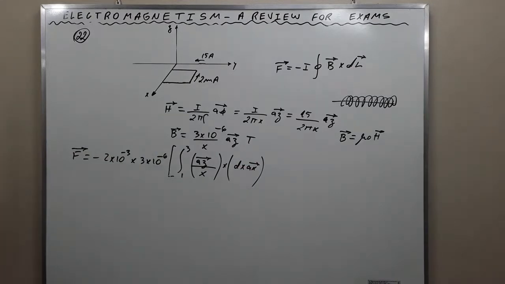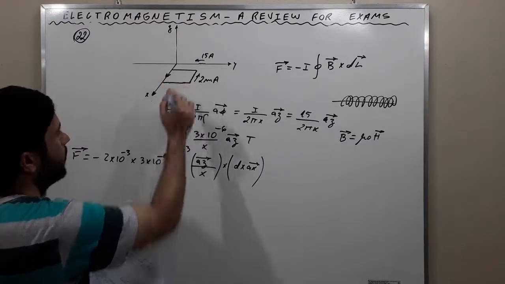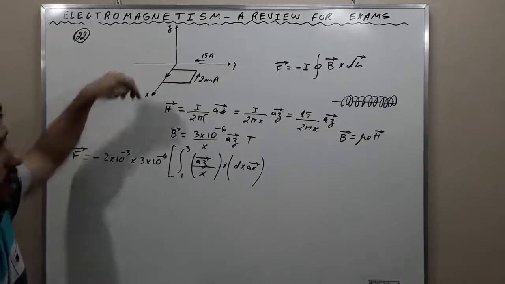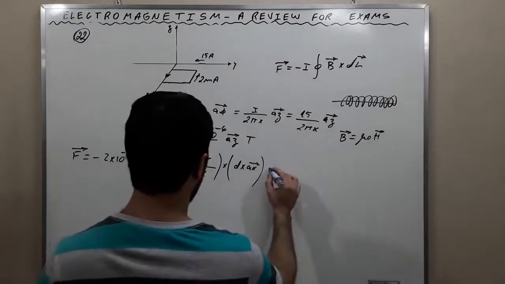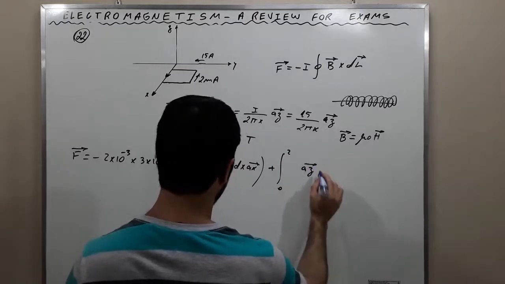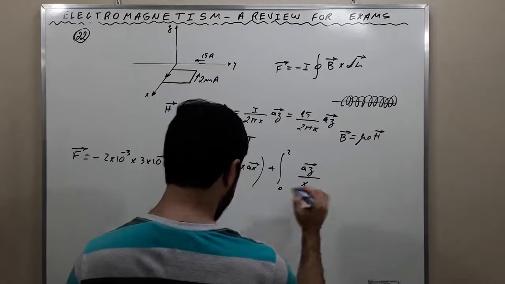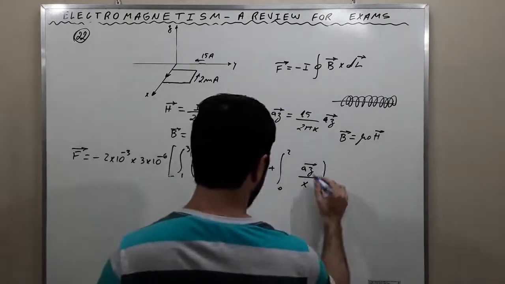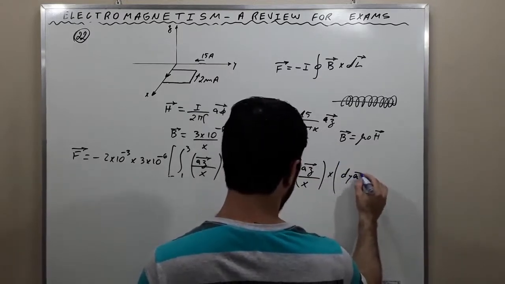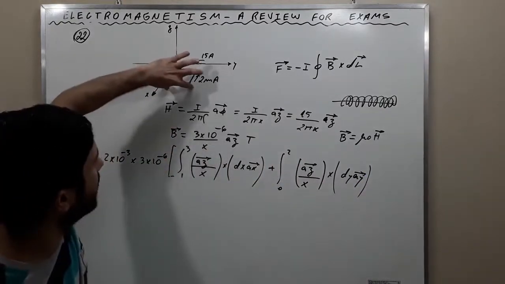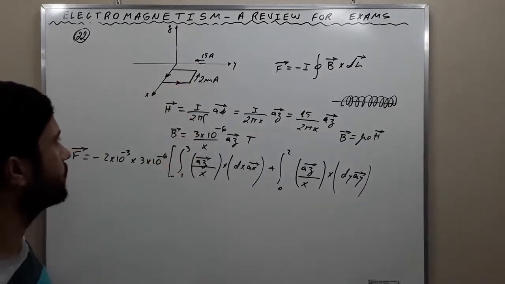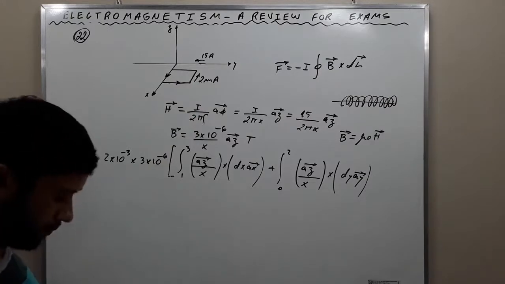We are integrating first this part here, and this segment goes in the positive direction of the x-axis, plus the integral from 0 to 2 of az over x in a cross product with dy ay. Now we are integrating this part here, and this part is in the positive y direction.